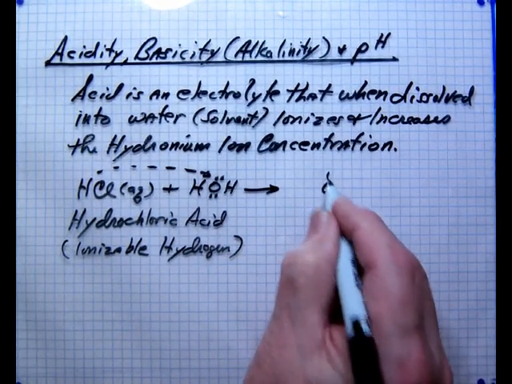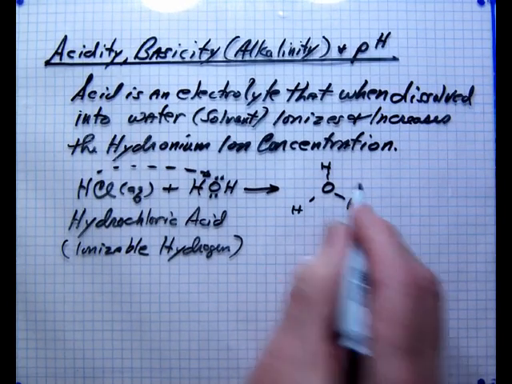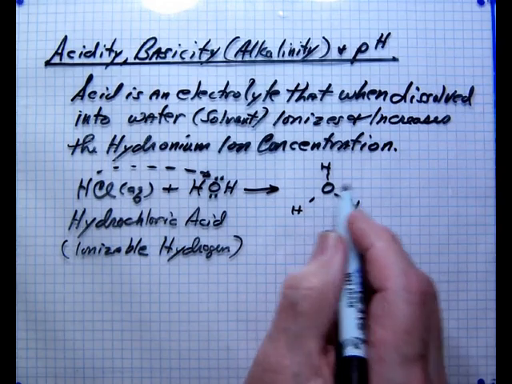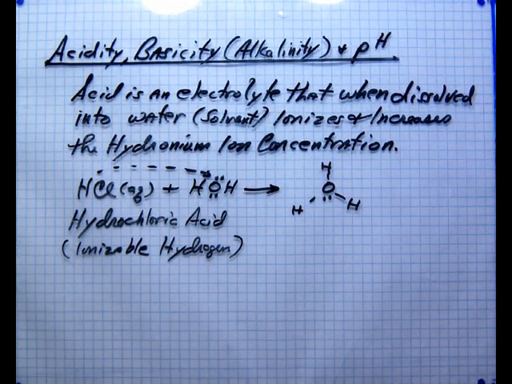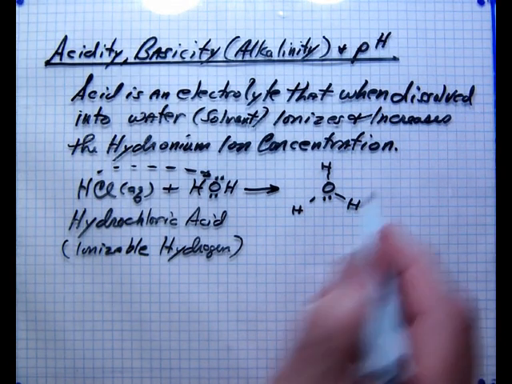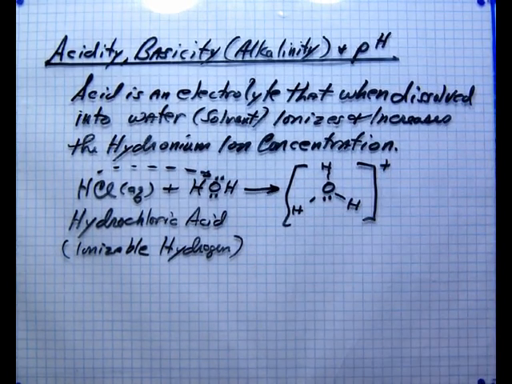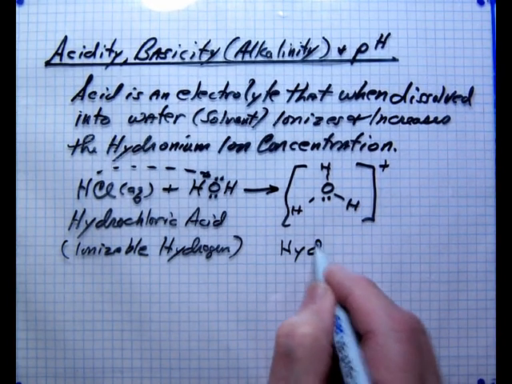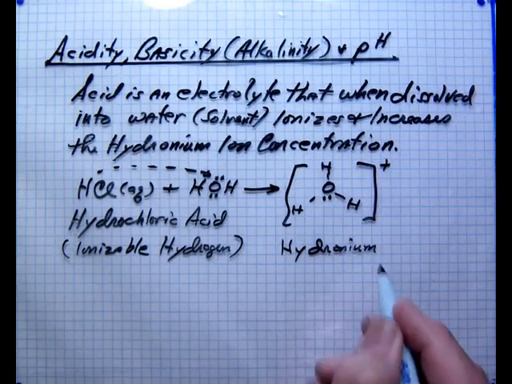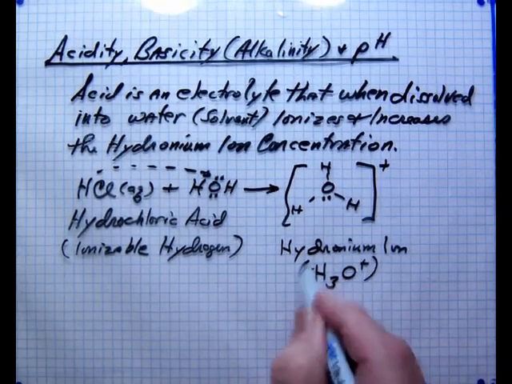generating a structure. It's a little bit like this. It's not triangular, pyramidal more than anything. But when the hydrogen attaches, it takes on a cationic charge. This is the hydronium ion. And it's usually written H3O plus.